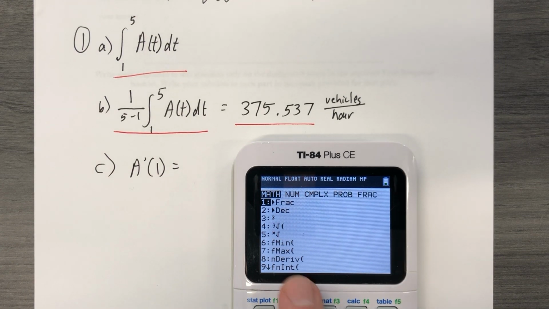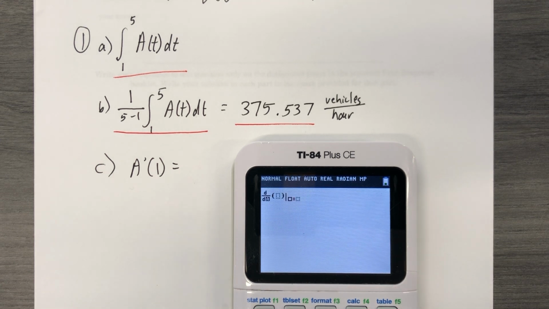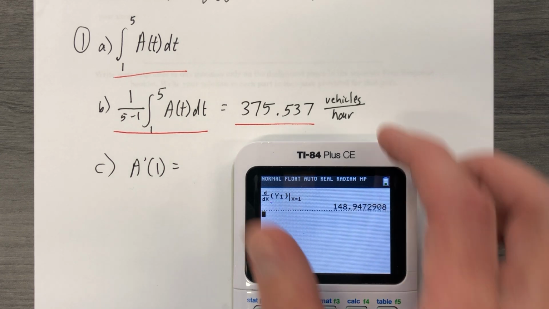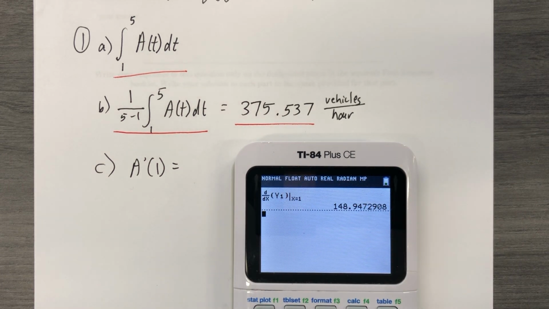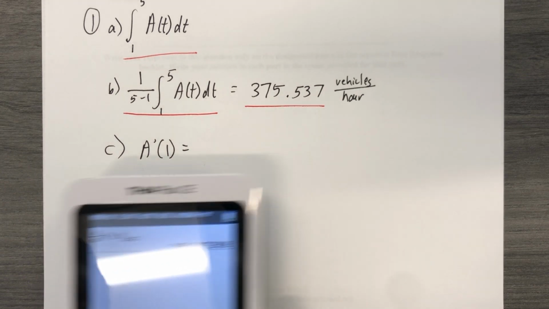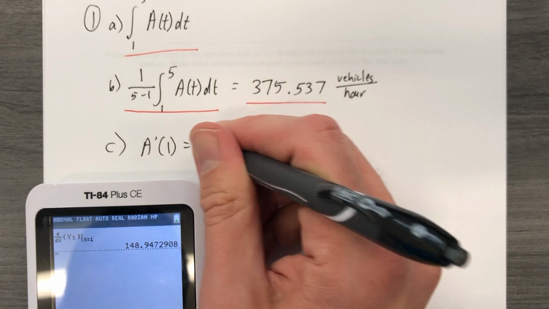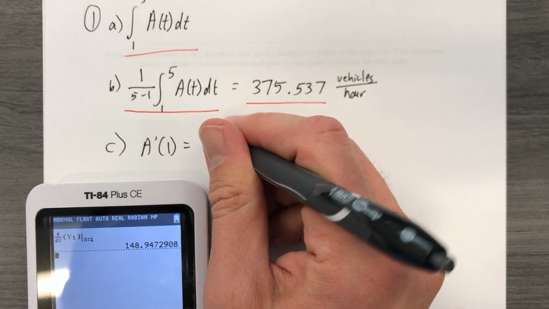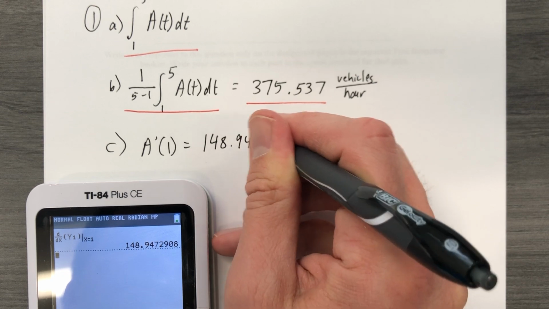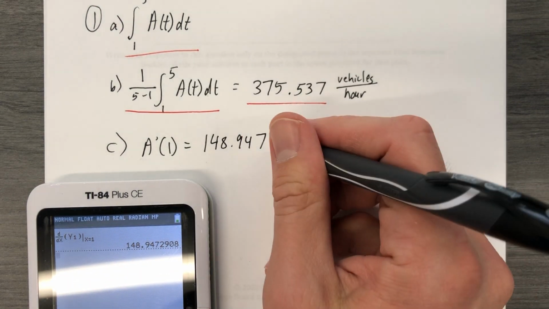So math number 8, nDeriv. We want the derivative with respect to time technically, but in the calculator it's listed as x. Alpha, trace, pull up y1, and we want this at 1, there we go, and it is 148.947, and that is good to know, but I really don't care what that is.